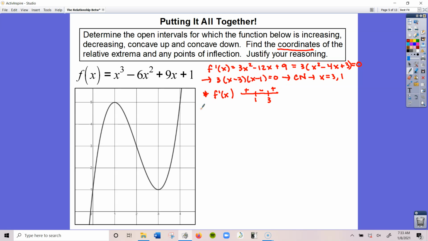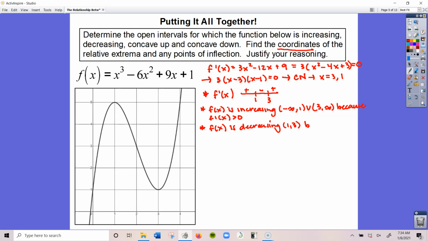So now we would say f of x is increasing on the interval negative infinity to 1 union 3 to infinity because f prime of x is greater than 0. Now we can also say that f of x is decreasing on the interval 1 to 3 because f prime of x is less than 0.